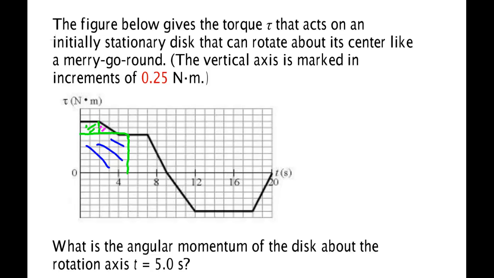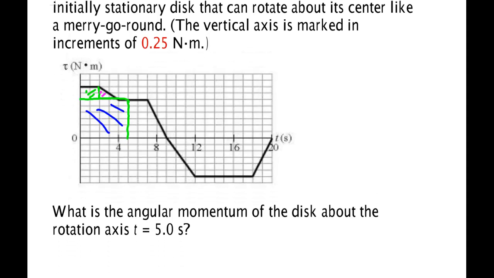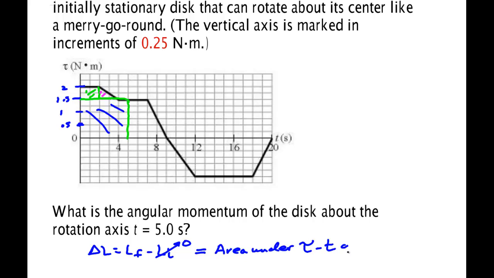Good. Let's go ahead and do the computations. It says 0.25 Newton meters, so this is 0.5. This is 1. This is 1.5, and this is 2. So delta L is L final minus L initial, but L initial was 0 because it said it was stationary. This is the area under the torque graph.